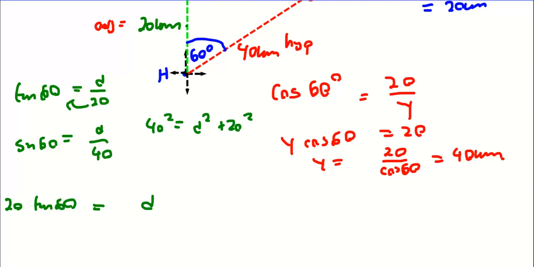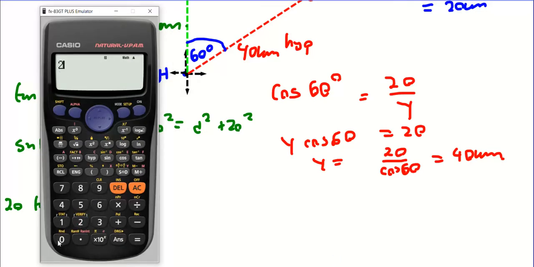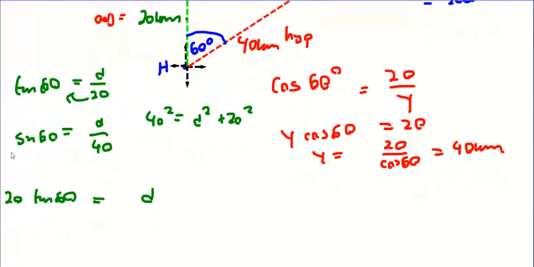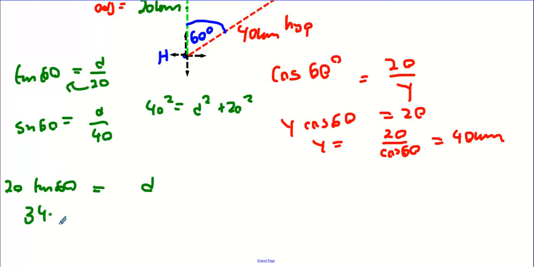And when d equals 20 tan 60, which is 20 root 3, or 34.64 kilometers between them. To the nearest kilometer, 34.64 kilometers should be 35 kilometers between them.